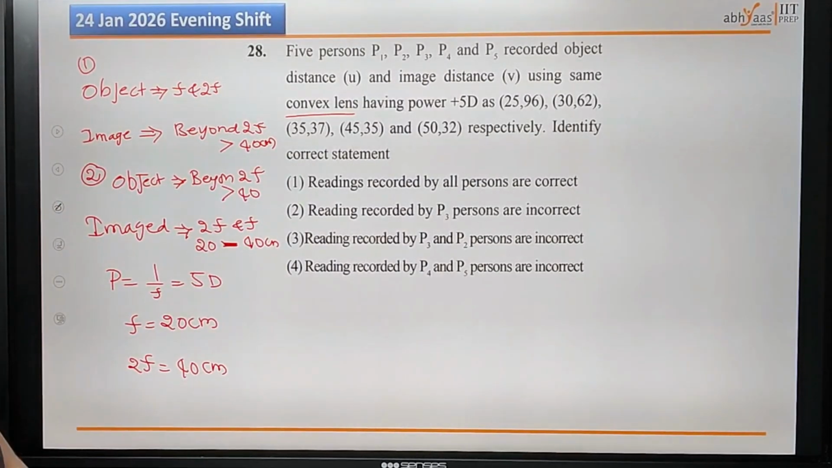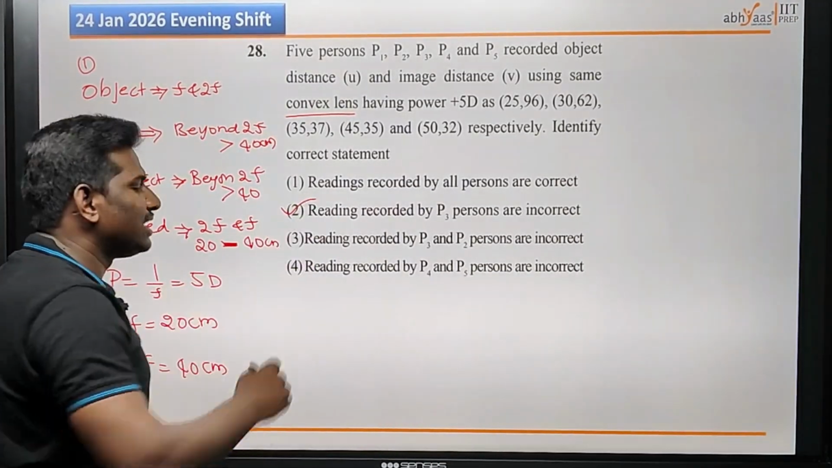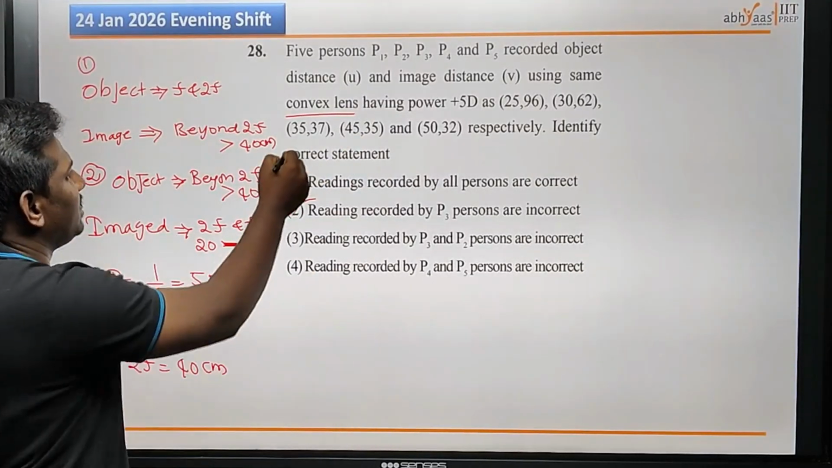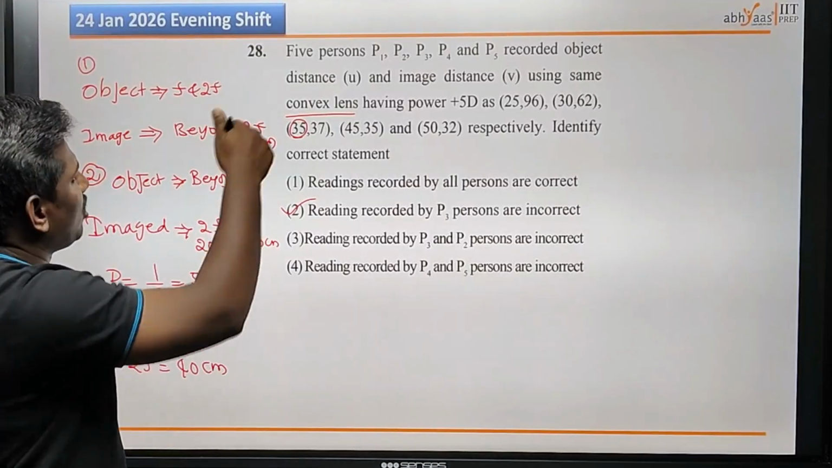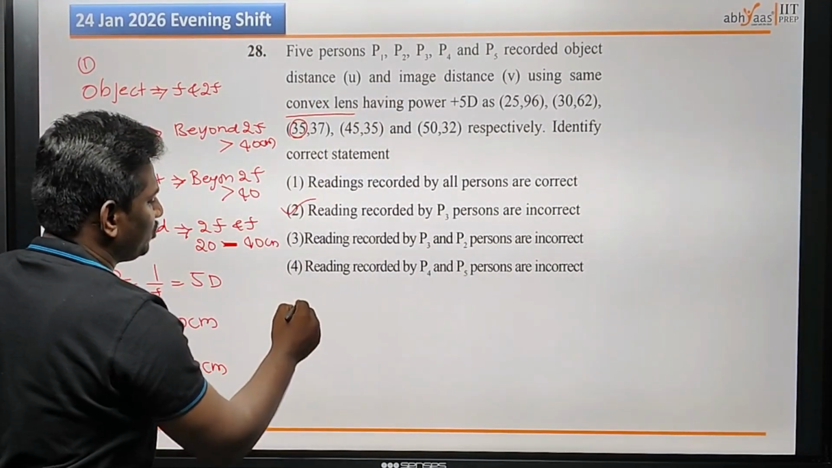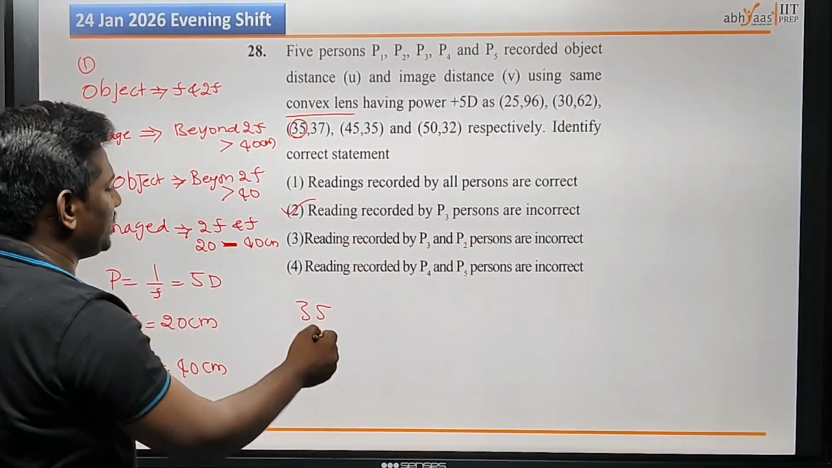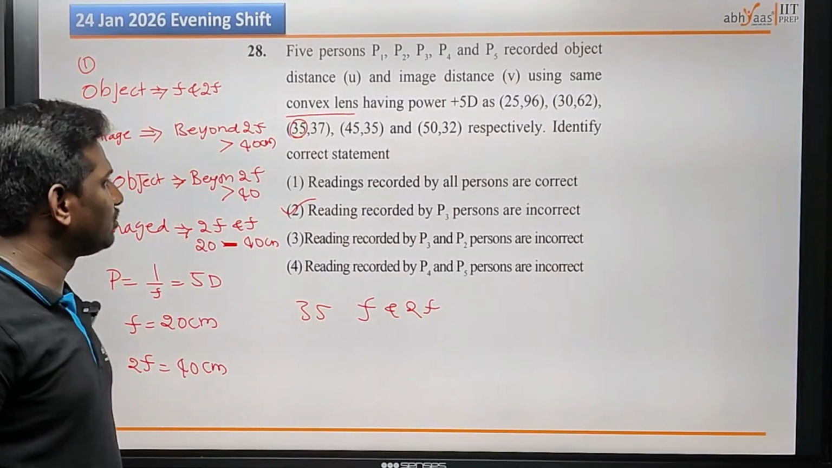Forming between 20 to 40 centimeters. This is our condition. So if you observe the values, you will get the answer as 2. See this one, person 3. What is this one? Object distance is 35. 35 is between F and 2F.